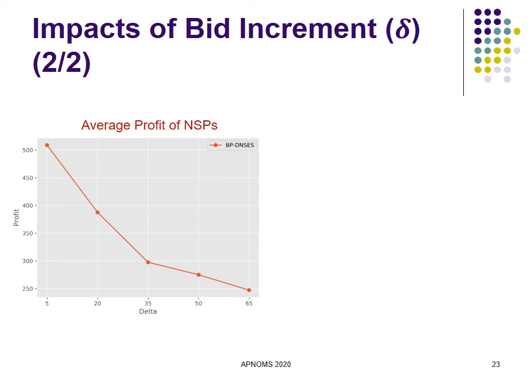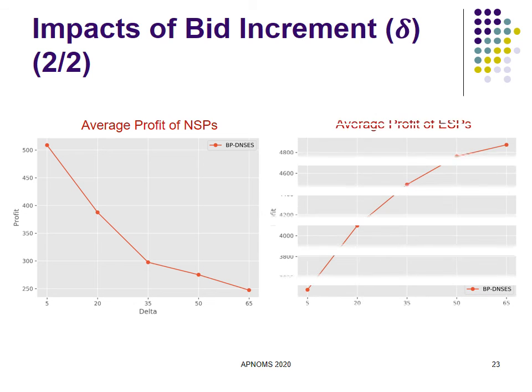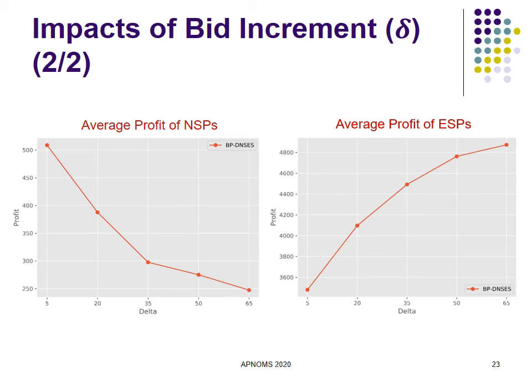For the average profit of NSPs, a large delta value also means lower profit. This is because a large delta value also means lower granularity of bid price. On the other hand, a large delta value will give edge systems higher profit.